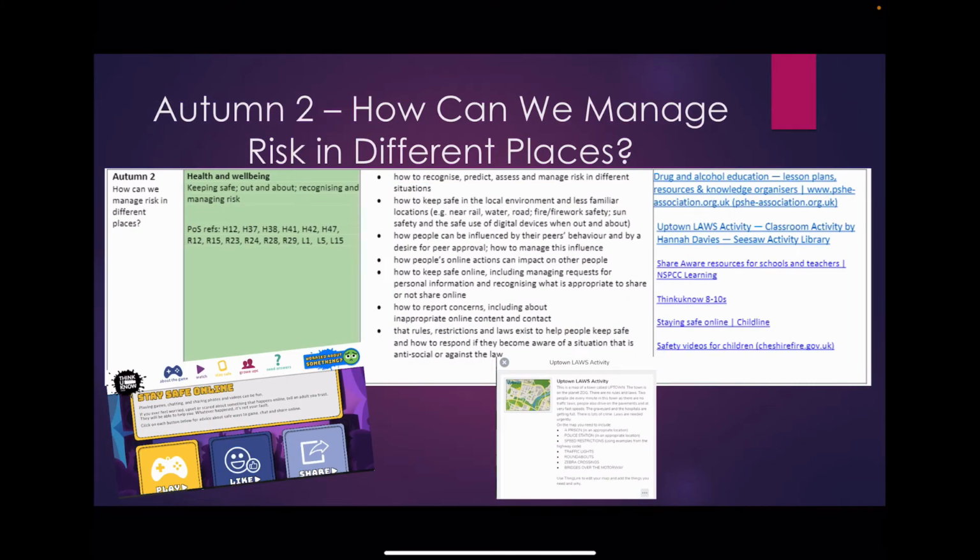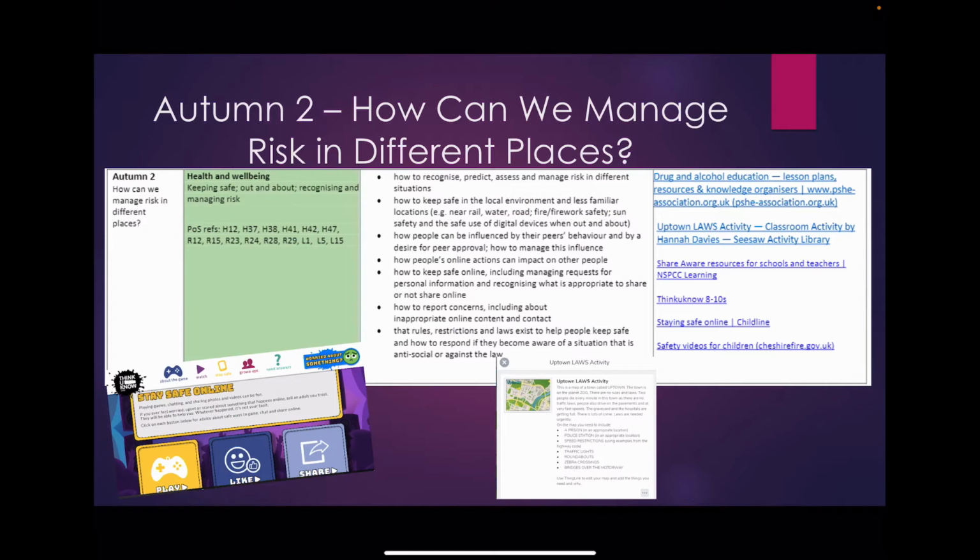In Autumn 2, our key question is how can we manage risk in different places? And this links really nicely with our science lessons as we look at electricity and the dangers of electricity. And it also fits nicely with the time of year as it's normally around bonfire night, so we can look at fireworks safety as well.